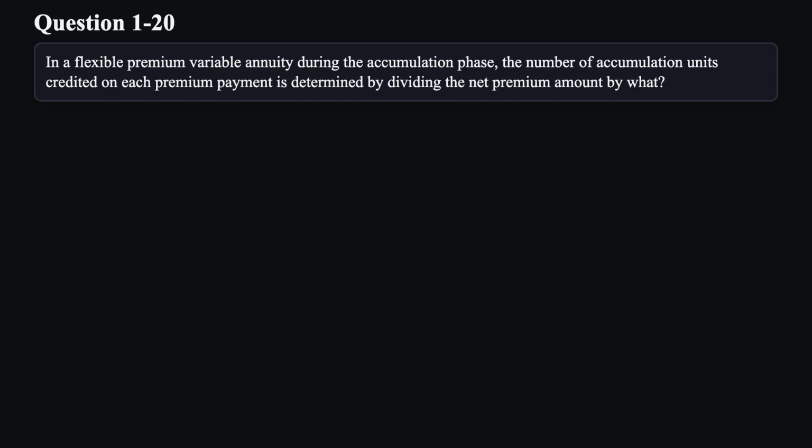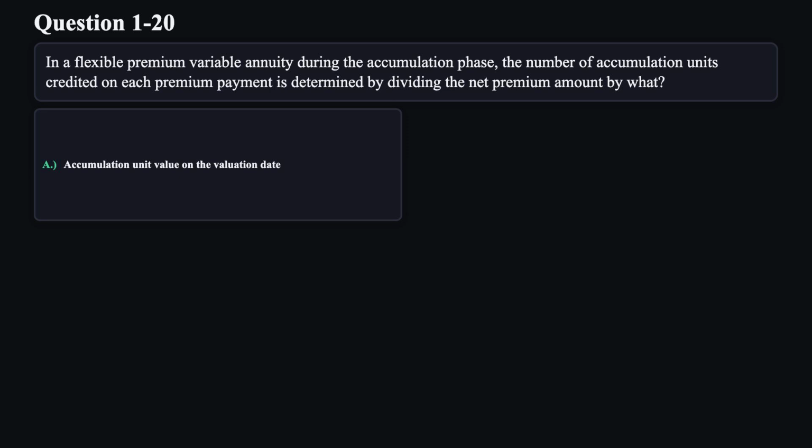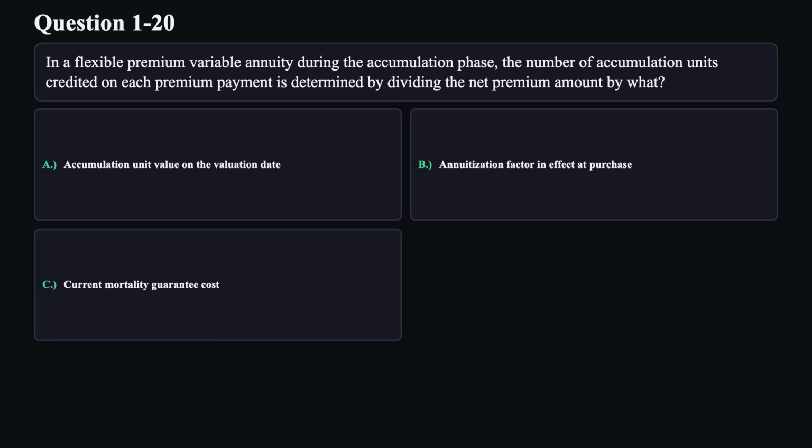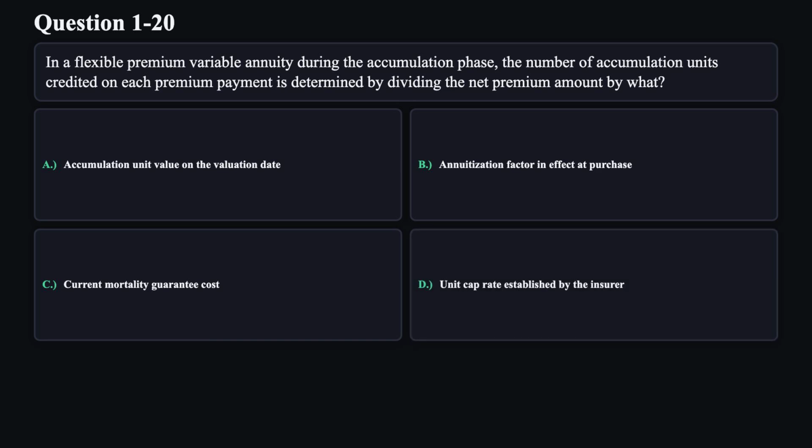Question 20. In a flexible premium variable annuity during the accumulation phase, the number of accumulation units credited on each premium payment is determined by dividing the net premium amount by what? A. Accumulation unit value on the valuation date. B. Annuitization factor in effect at purchase. C. Current mortality guarantee cost. D. Unit cap rate established by the insurer.